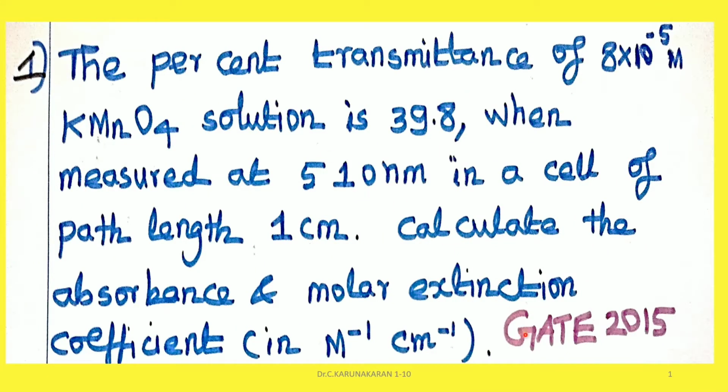Here we will solve a problem asked in GATE 2015. The question is: the percent transmittance of 8 into 10 power minus 5 molar K-monophore solution is 39.8 when measured at lambda max 510 nanometer in a cuvette cell of path length 1 centimeter. Calculate the absorbance and molar extinction coefficient in mole inverse centimeter inverse.